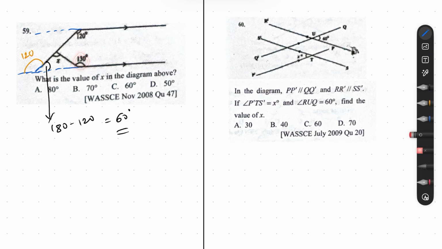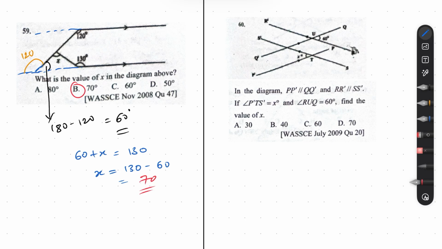Now this angle plus this angle should give us the opposite exterior angle. So when we add this and this angle, we should get 130. That means when we add 60 plus x, we should get 130. So x should give us 130 minus 60, which is 70. So our answer is B. Okay, cool.